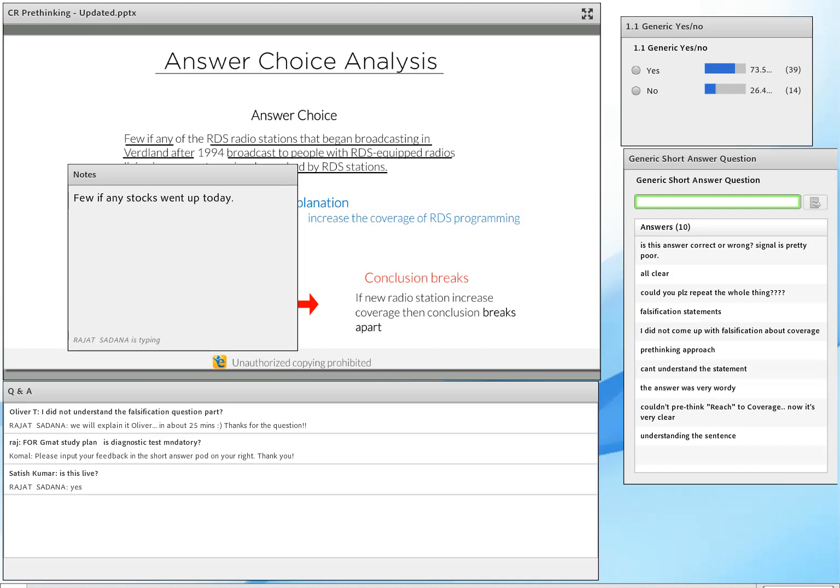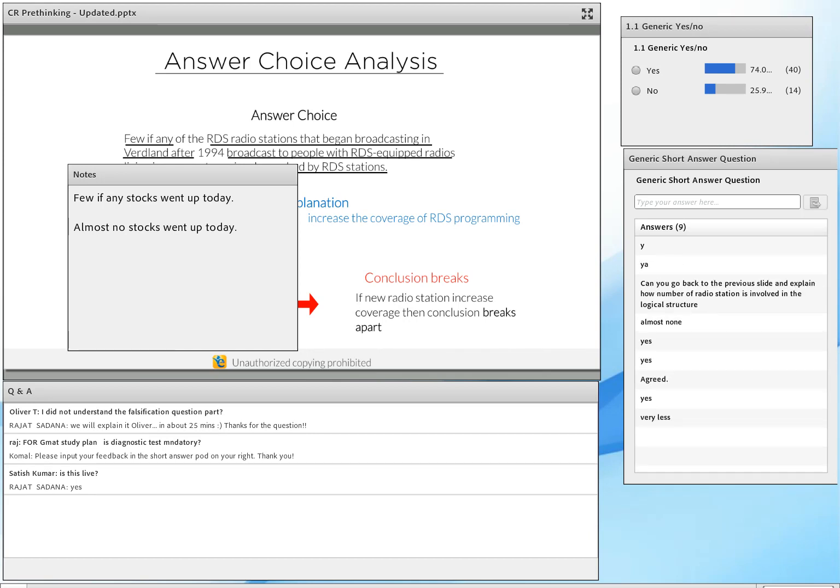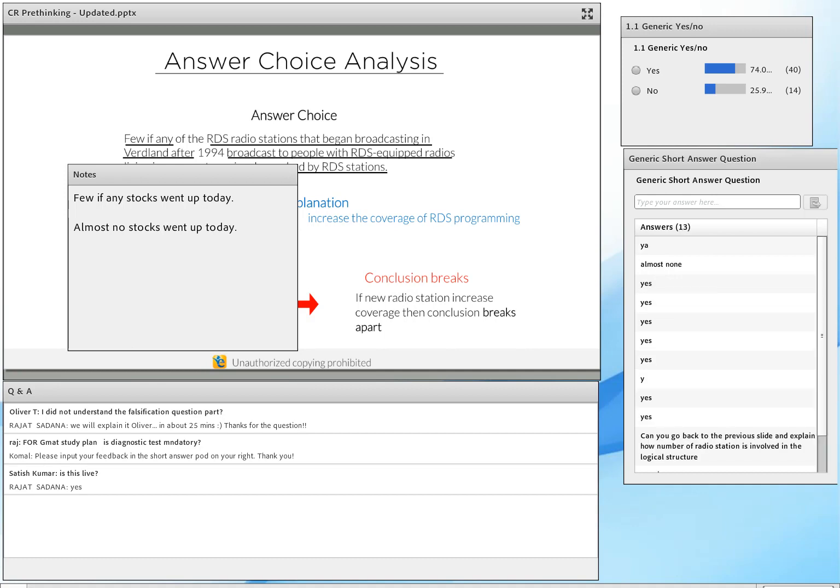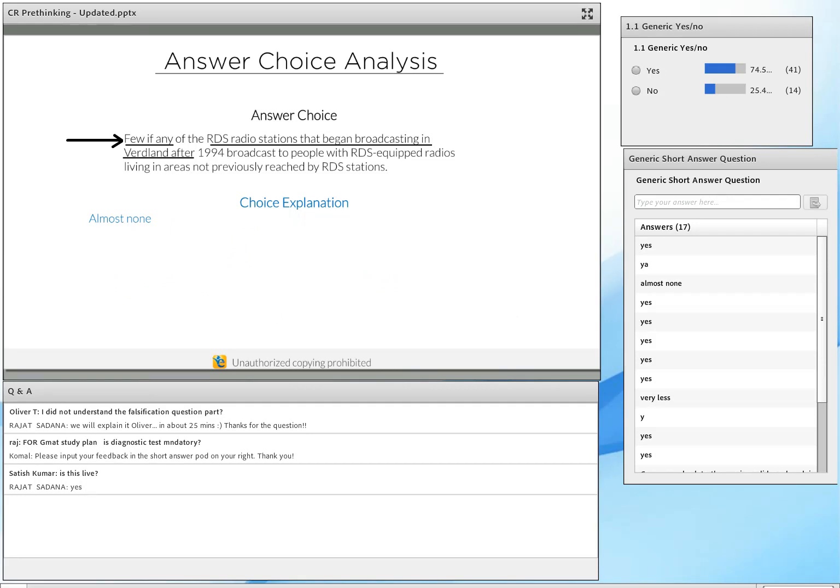So if I say few, if any, stocks went up today, what am I saying? What is this statement saying? Is this statement not saying almost no stocks went up today? Am I not saying the same thing? Almost none, or almost no, or almost none of the stocks. Right? That's where you build these snippets. And when I talked about subroutines early on, these are the subroutines that you build, if you are looking at solutions, if you are focused on understanding why you made a mistake.